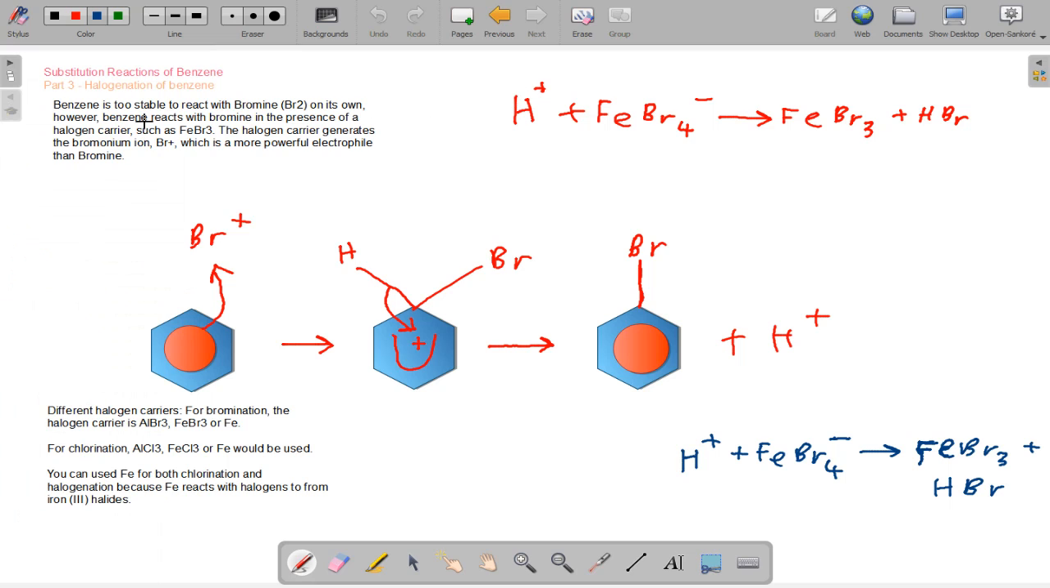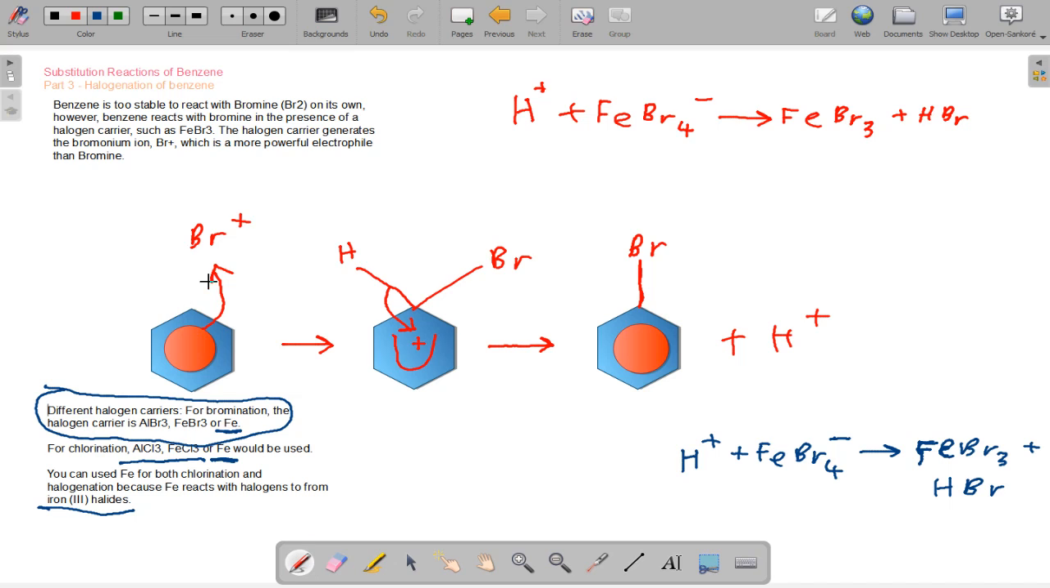The formation of bromobenzene requires a halogen carrier. A halogen carrier is aluminium bromide, iron bromide or iron itself, or in the case of chlorination, aluminium chloride, iron chloride or iron. Iron can be used for either bromine or chlorine, and it forms the iron(III) halides. When I say III, I mean it has an oxidation number of 3.